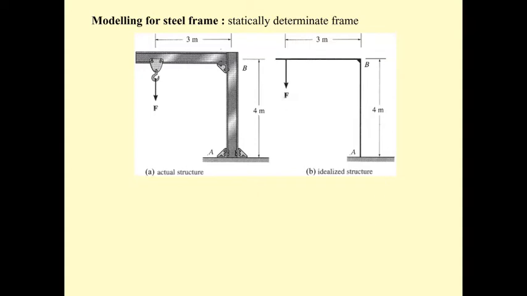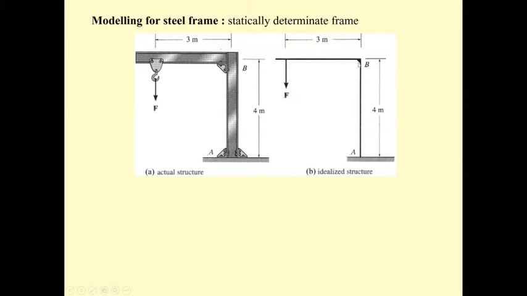Okay, on this slide, we're going to apply the previous knowledge to the modeling of a steel frame. This steel frame is a statically determinate frame. This is the actual structure, and this is the idealized structure. When you design it, you have to start with the idealized structure, and when you build it, you're going to build it as the actual structure. If you idealize the structure with a fixed support at A, the detail of construction is going to be like this. You have to put a lot of constraint into point A like this.